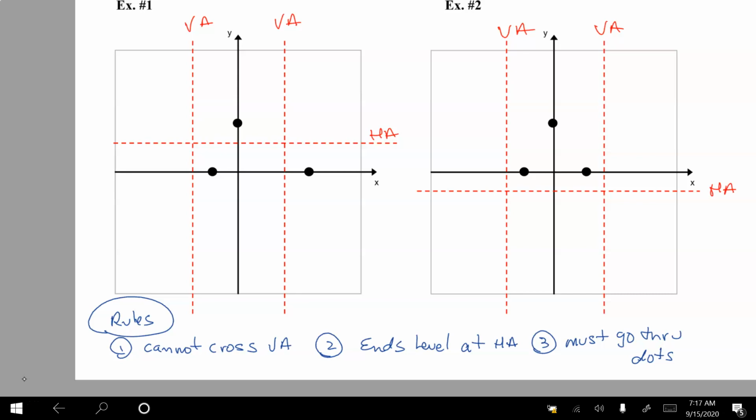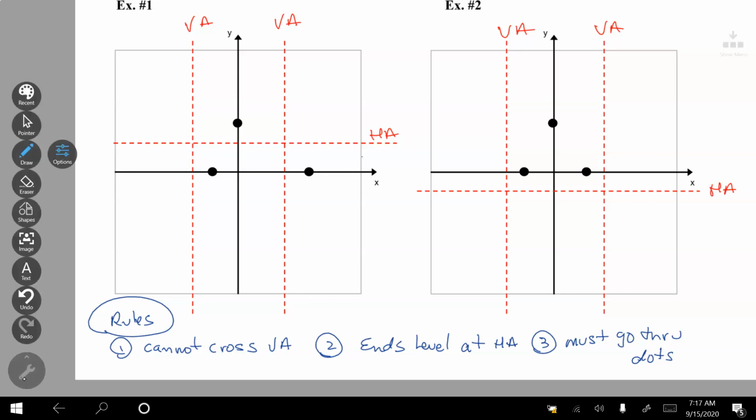I cannot cross a VA. If I have an HA, the ends are leveling off, I must go through the dots. So over here, on this right side, I kind of have to be level, go through this dot, and I'm going to go down to negative infinity. On this right side, if I did this, that would be wrong because there's no dot I can go through. There's no x-intercept, I cannot go through it. So this part is wrong.